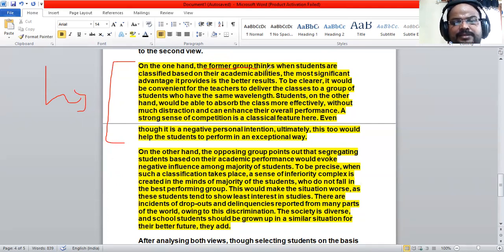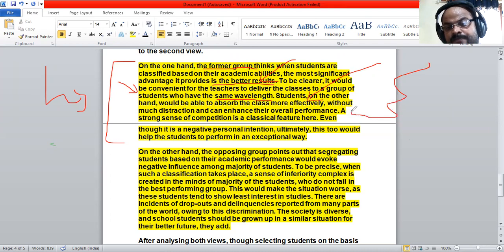The former group thinks when students are classified based on their academic abilities, the most significant advantage it provides is better results. To be clearer, it would be convenient for teachers to deliver classes to a group of students who have the same wavelength. This is explained how it can produce better results. And students, when they get this, can absorb it more effectively without much distraction and can enhance the overall performance. A strong sense of competition is a classical feature here.